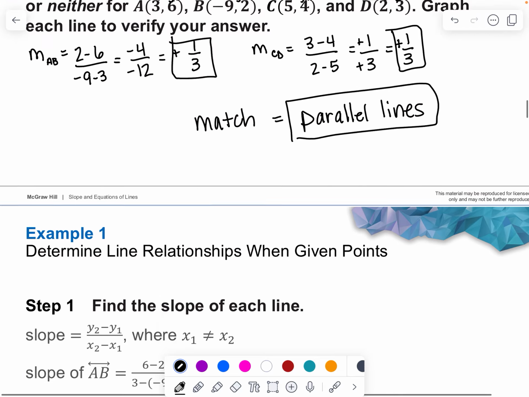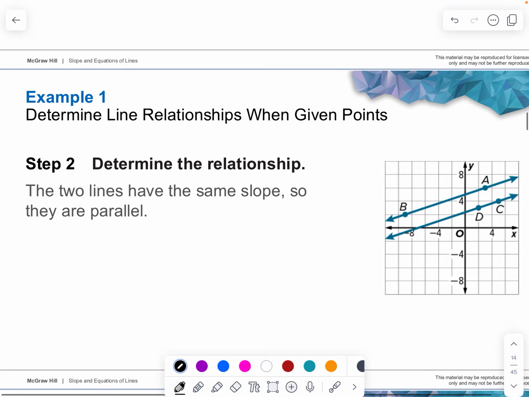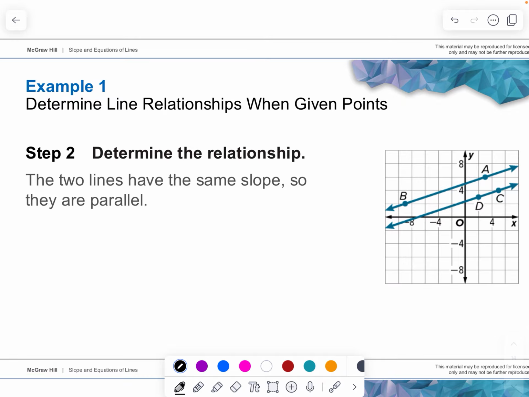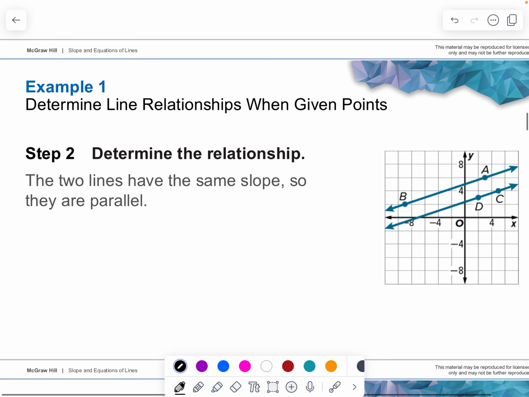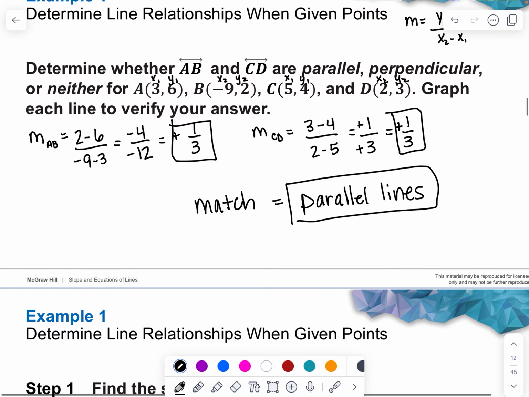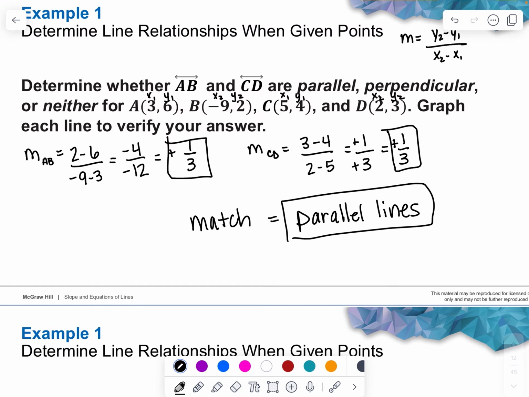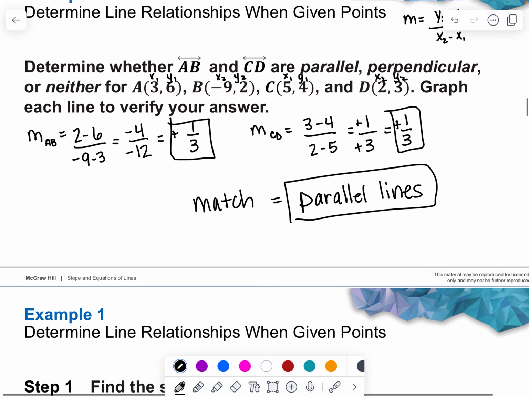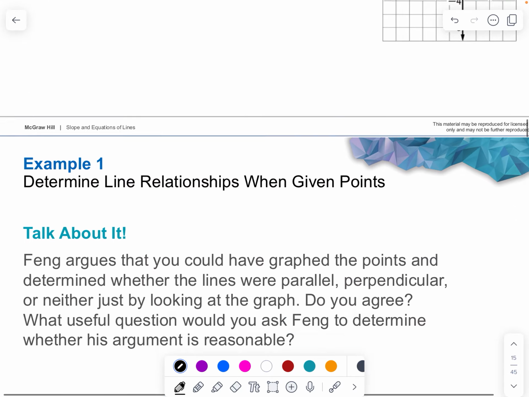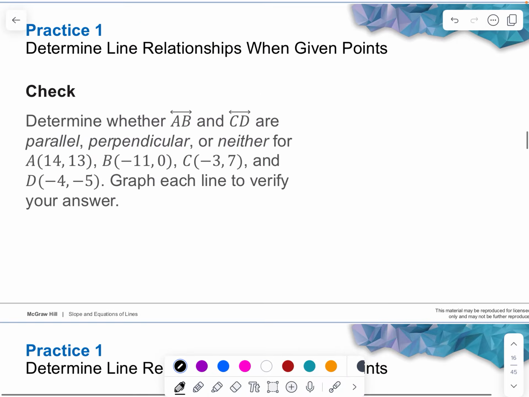And then we graph to verify. They have the same slope, so they are parallel. Okay. So if you need to write that down, go ahead. Pause me if you need to. All right. Now you're going to go ahead and try the same thing with these ones. Pause me and then come back and check your answer.